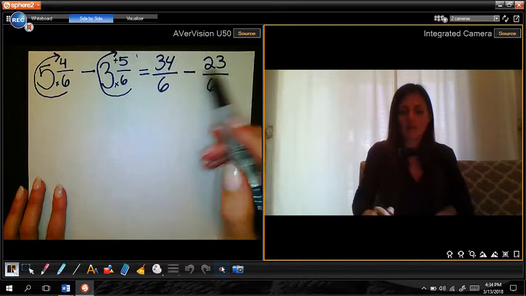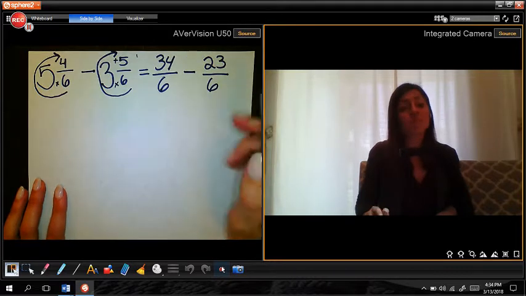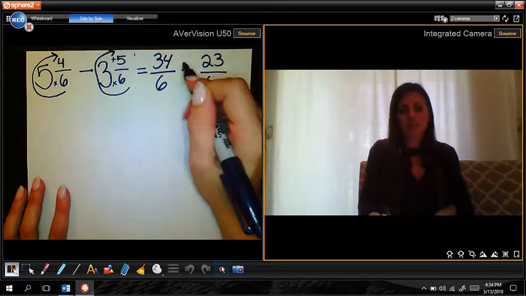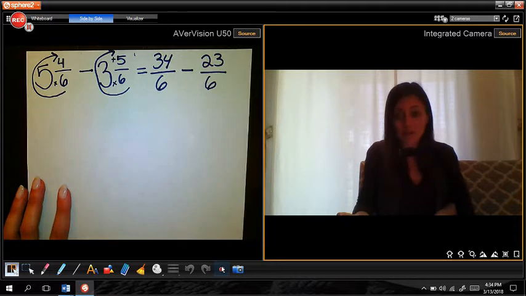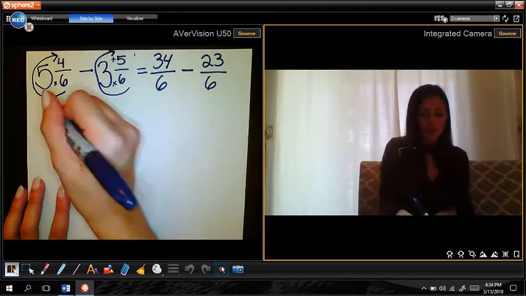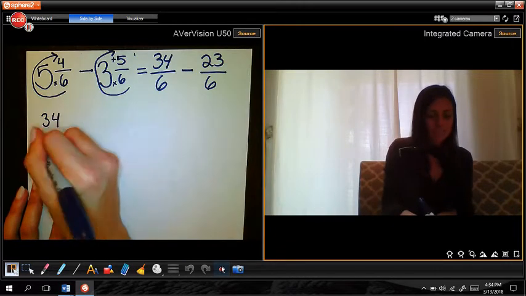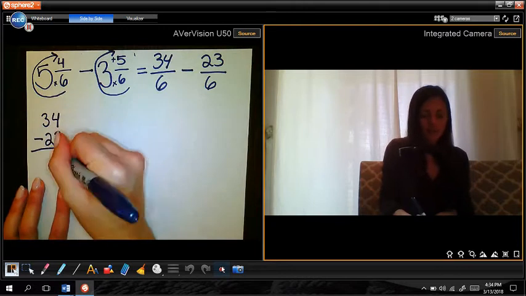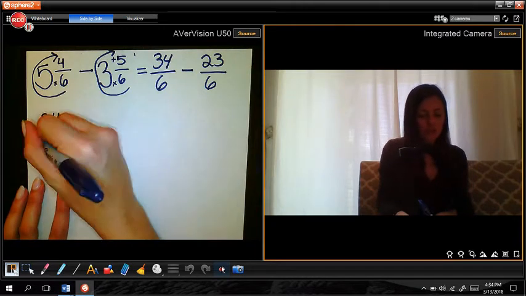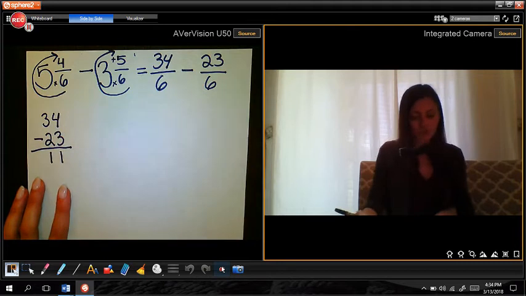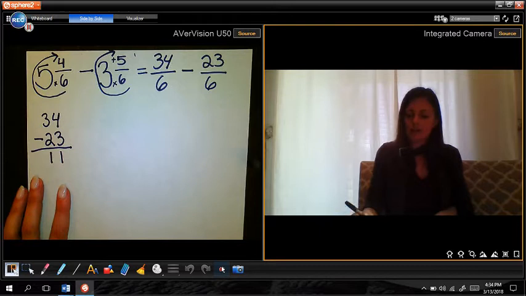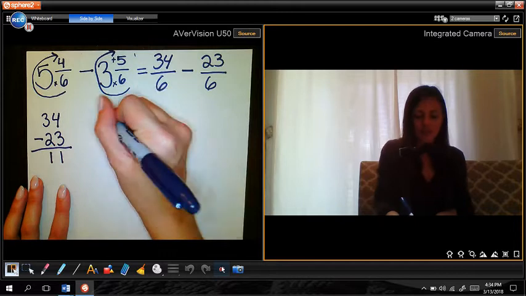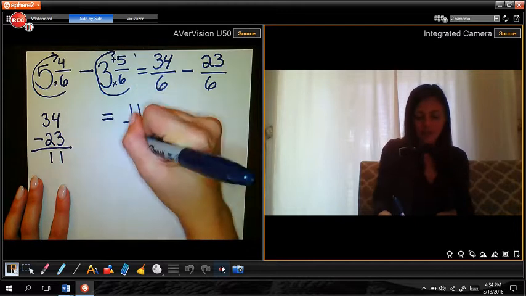So now I'm subtracting 34 minus 23, which is much easier. So I'm going to do my math, and maybe it's not that easy for me to do it sideways like this. So if I need to, which I recommend, I'm going to do it vertically. So I'm going to do 34 minus 23, 4 minus 3 gives me 1. 3 minus 2 gives me 1. So I'm left with 11. So I'm going to take that 11 and make it part of my answer. So I know that 34 over 6 minus 23 over 6 equals 11 over 6.